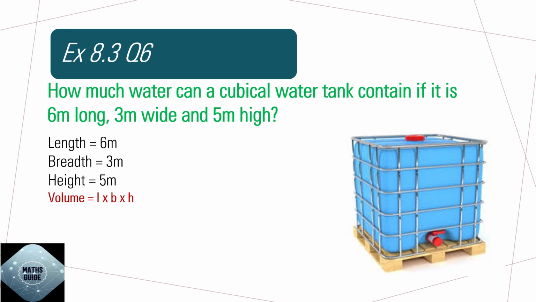Let's apply the formula to find out its volume. As they are asking how much water this cubical water tank can contain, it means we have to find out the volume of this cuboid, and the volume of the cuboid is length into breadth into height. Putting the values into the formula, we get 90 meter cube as the volume of this cuboid.